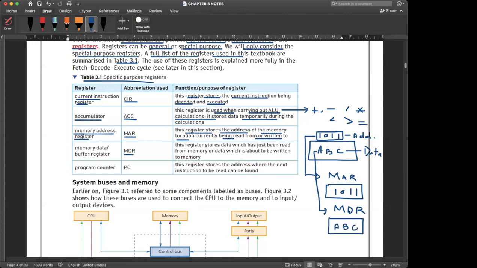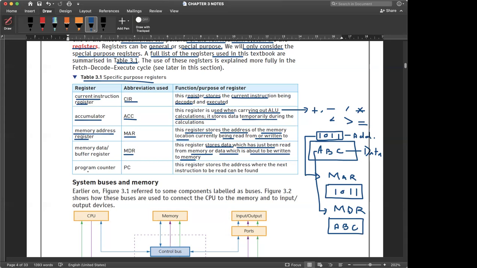You see here, this register stores the data which has been read from the memory or data which is about to be written to memory. So you're writing ABC. That ABC is the data that is transported to MDR. 1011 is the address of the location. That location is stored by MAR.